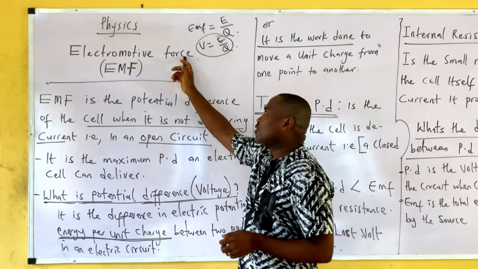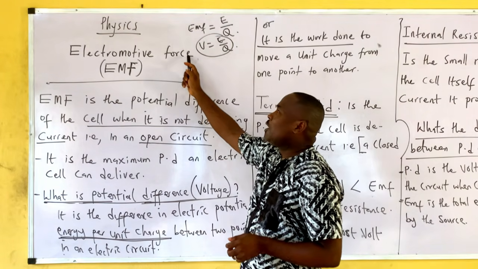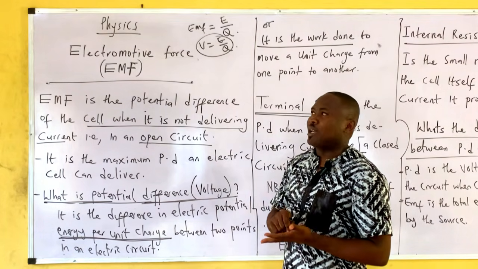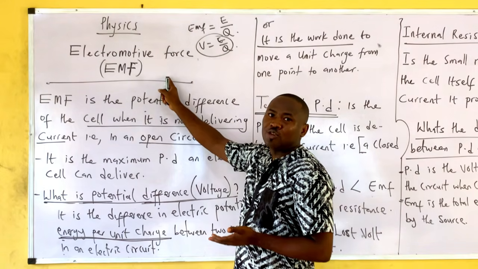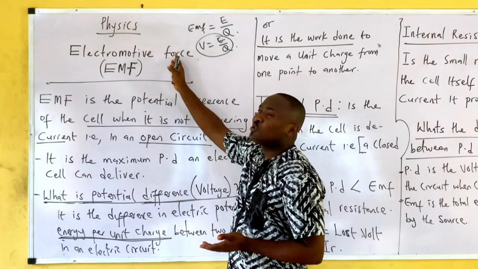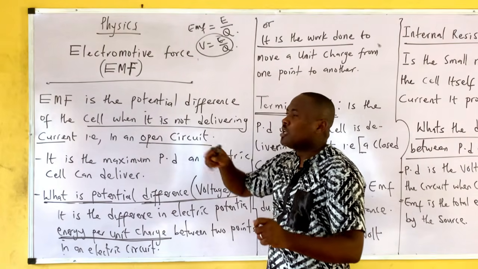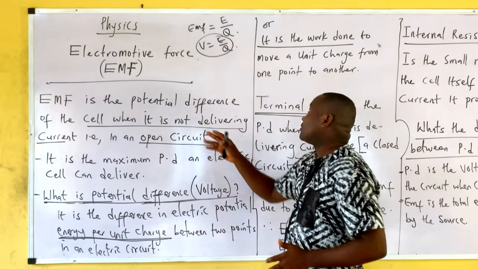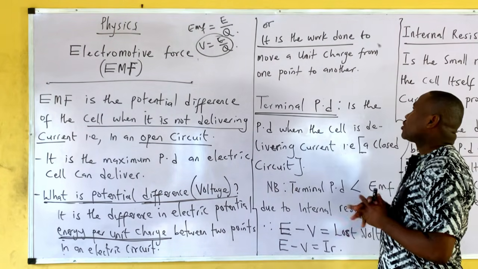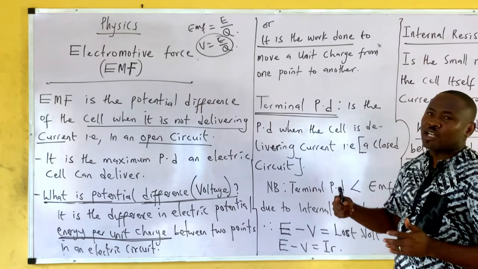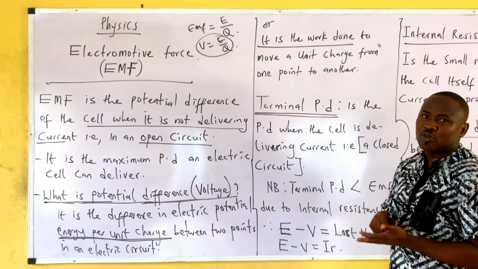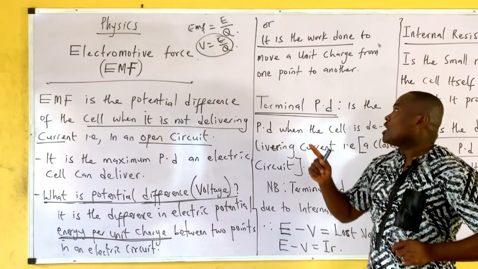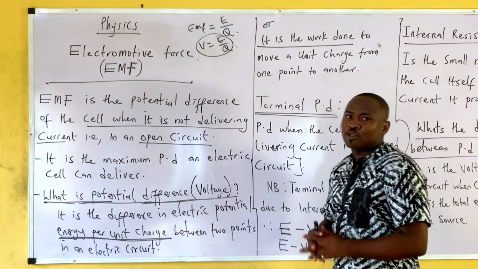Take note, electromotive force, its SI unit is not Newton, just like a normal force. Rather, the SI unit is volt. So this is not actually a push or a pull. This is a difference in the cell when it's not delivering current. Now, it is the work done to move a unit charge from one point to another in the circuit. The work in moving a unit charge from one point to another in an electric circuit is called the potential difference of that cell.